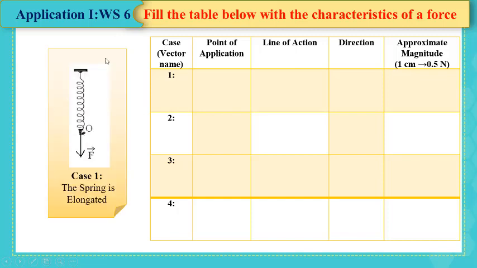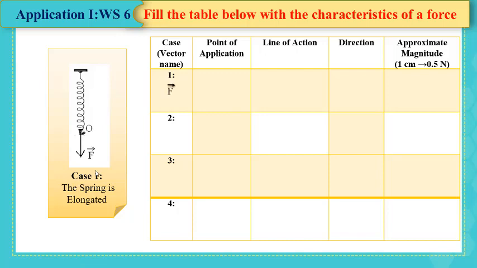First case, with my hand I pull the spring. It becomes longer. It's said to be elongated. The force exerted by my hand on the end of the spring is represented by vector F. So we call this force exerted by my hand on the spring vector F. Then let's start. The vector name is F vector.